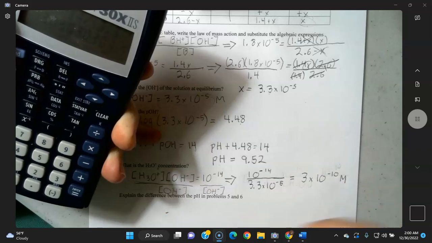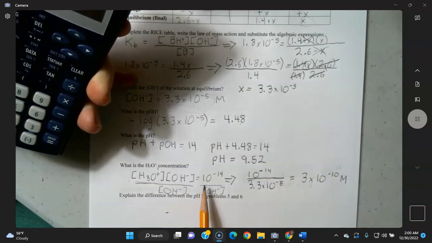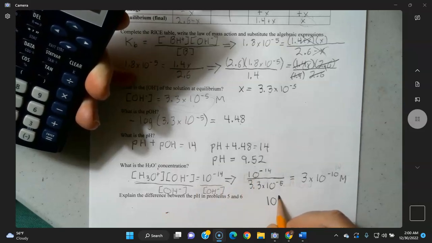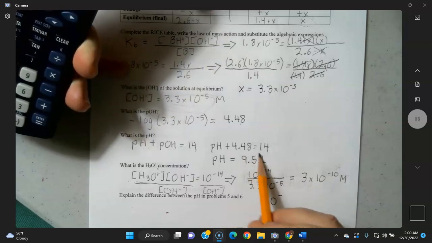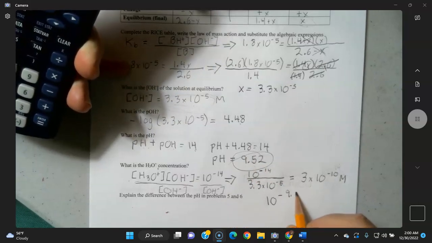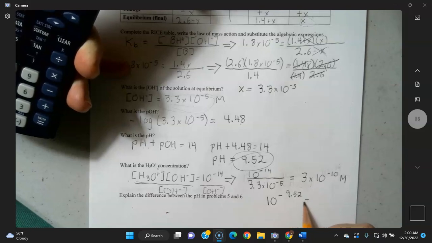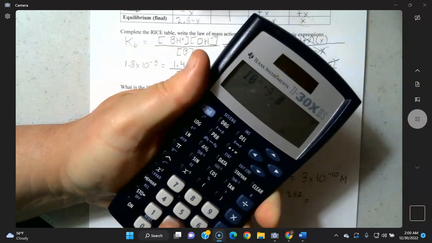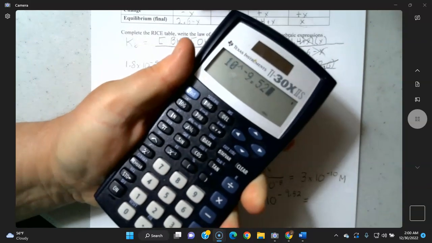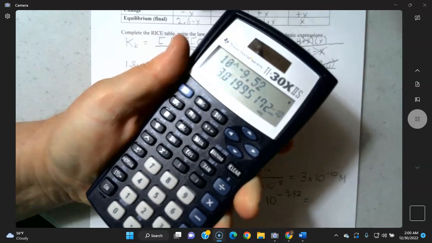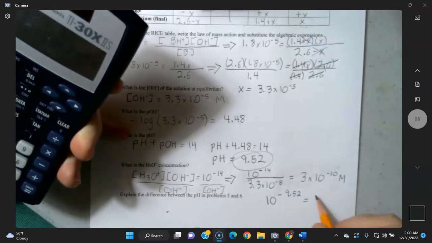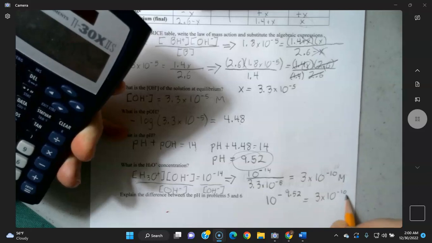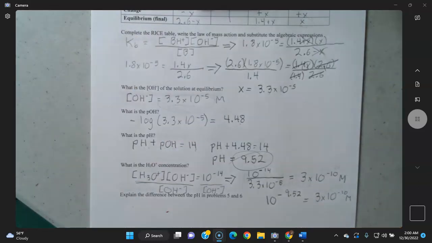10 mole. Okay. Of course, the easier way to have done it would have simply been to take 10 raised to the negative pH, which is this number right here, -9.52, right there. You can see that on the calculator, and it gives us the same thing. 3 times 10 to the negative 10th. You don't have to do it both ways, and really the second way was an easier way to do it, okay? Give you the same answer.